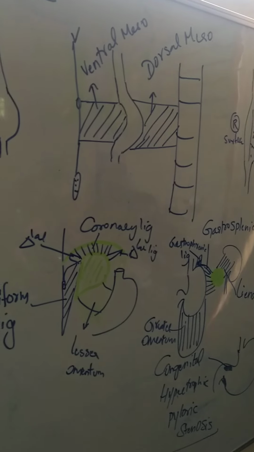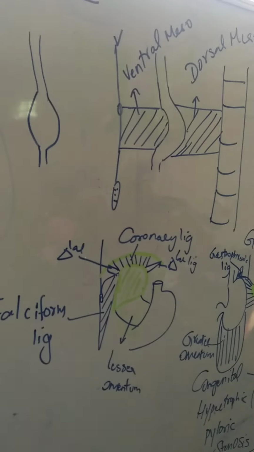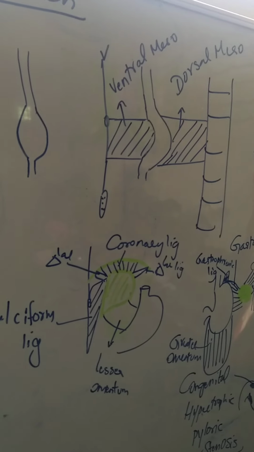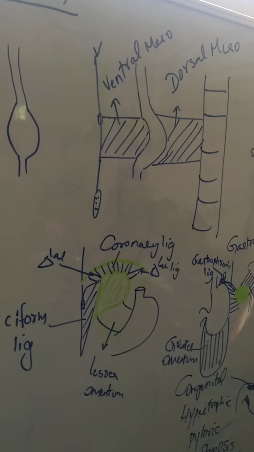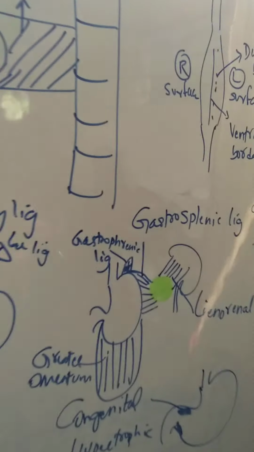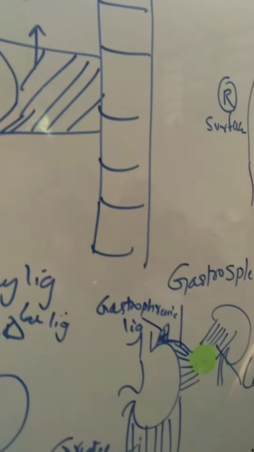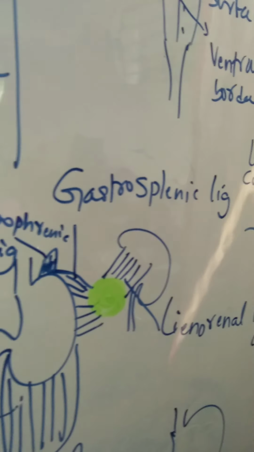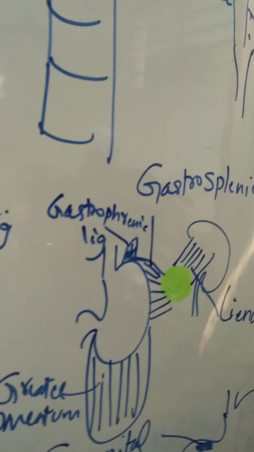In summary, the ventral mesogastrium gives rise to the falciform ligament, the right triangular, left triangular, and coronary ligaments between the liver and the anterior abdominal wall, and the lesser omentum between the liver and the stomach. The dorsal mesogastrium becomes the gastrosplenic, splenorenal, gastrophrenic ligaments, and the greater omentum.